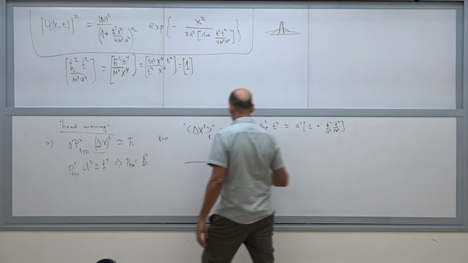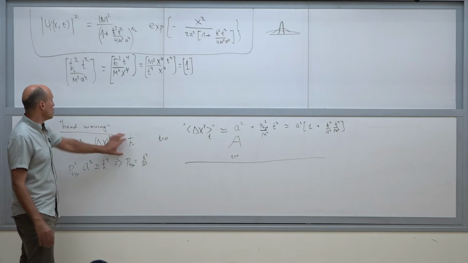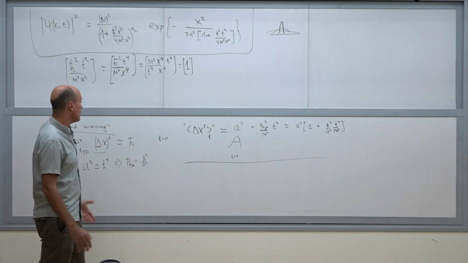Another way to get the same thing: what did I do here? I used the uncertainty principle that delta P delta X is roughly H bar. Of course, you can always claim, oh, the number here is wrong, but this is not the goal of this type of hand waving. But another way to see this is to say, okay, what is roughly the kinetic energy at the beginning?